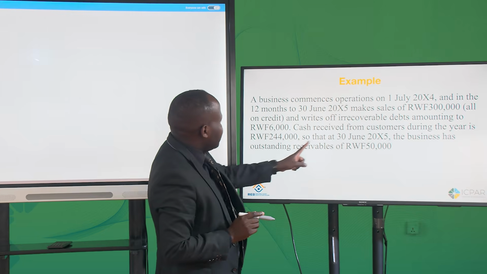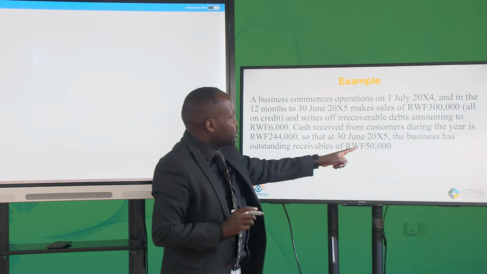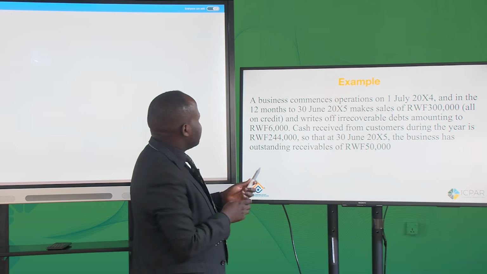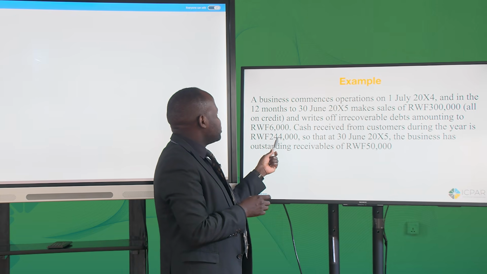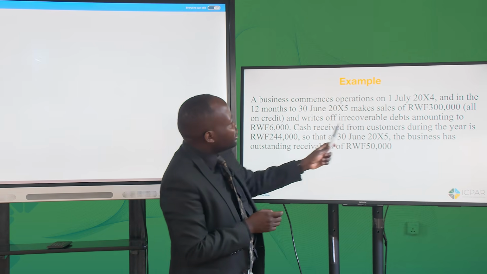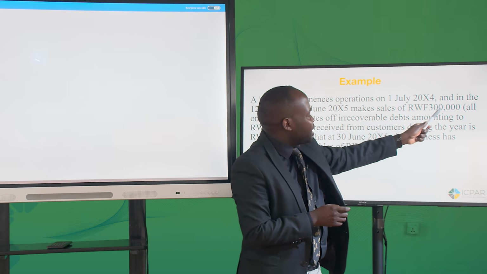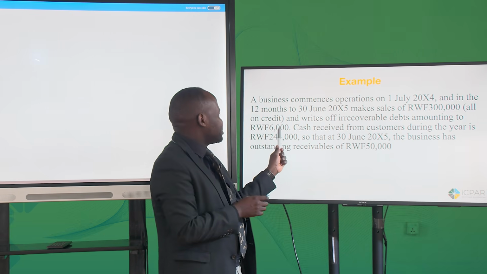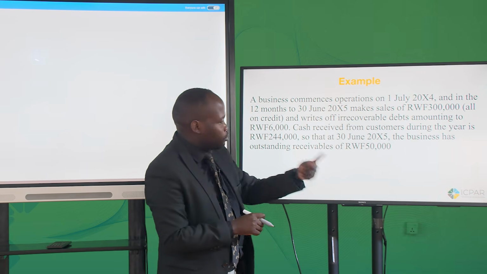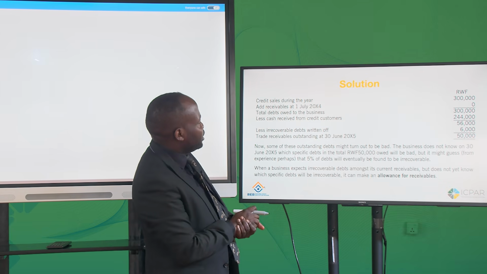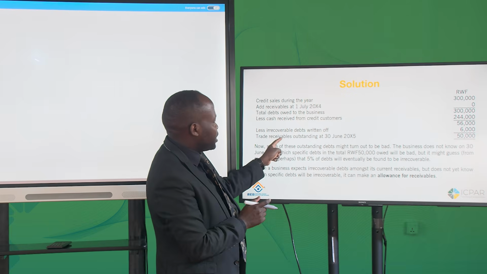So at the end, the business outstanding receivables is 50,000. Why 50,000? Because 244,000 plus 6,000 is 250,000, and the receivables were 300,000. So debit side 300,000, credit side 6,000 and 244,000. So the balance is 50,000. What we expect is 50,000, and I've shown it there.